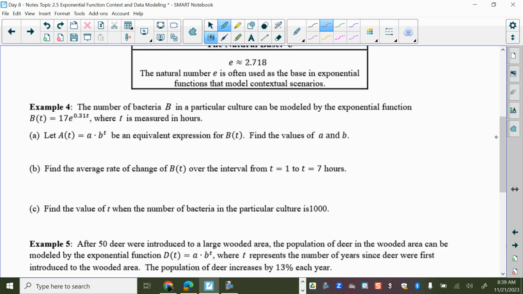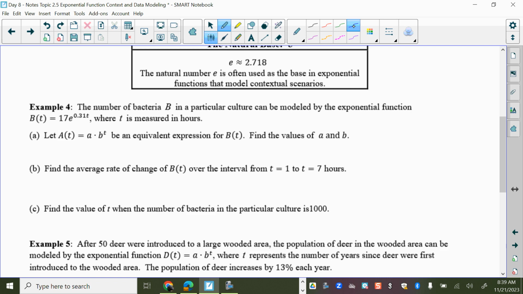Okay, ready? Finish up so we can get our little bit of classwork done. All right, so this next problem is going to be using something with the base, the natural number, the base e. So the number of bacteria in a particular culture can be modeled by this exponential function.